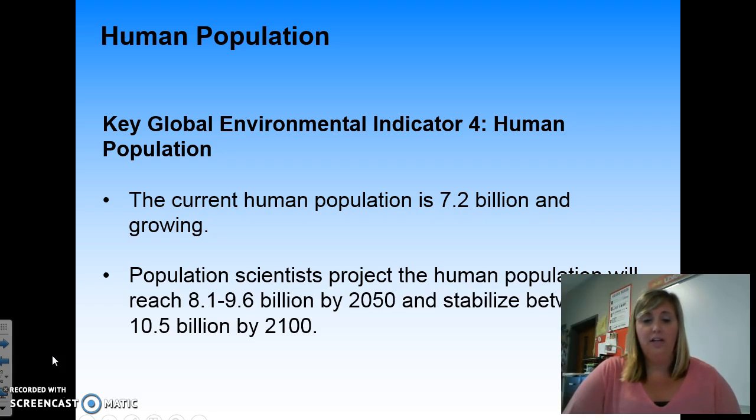Even if the human population stops growing, the billions of additional people are going to put a greater demand on Earth's finite resources, like our natural resources that we could possibly run out of, including our food, energy, and land.